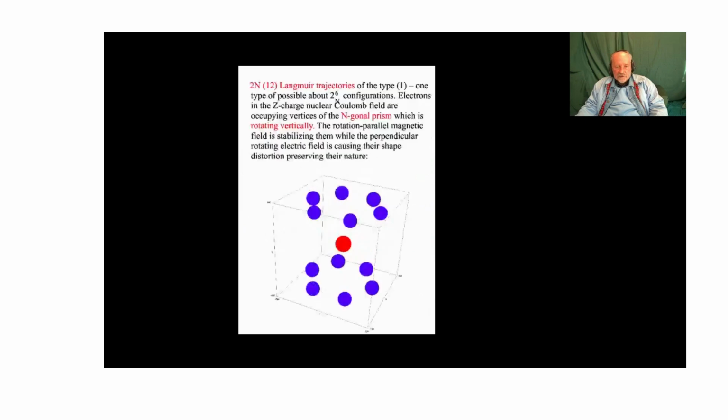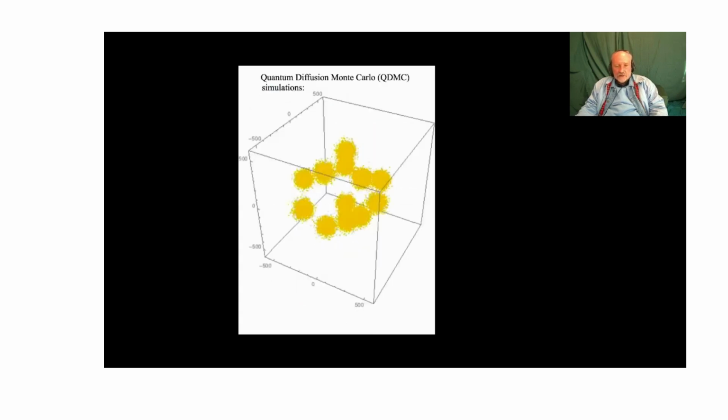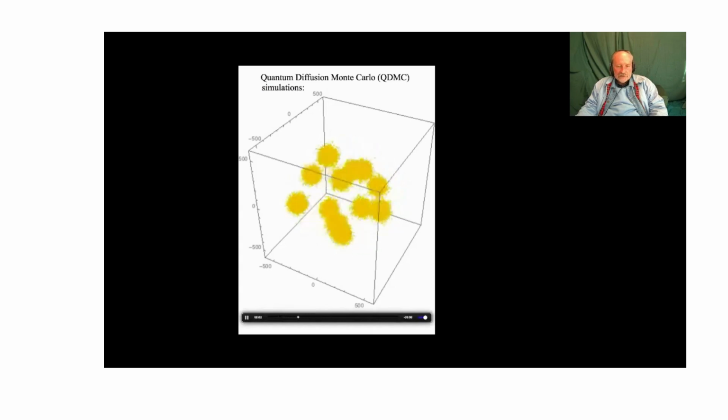Let me skip this. You can do simulations using quantum density functional theory, and you can extend this to many electrons which are frozen. This is in the rotating frame. Electrons are frozen in the rotating frame, a frozen configuration of electrons resembling molecules but built from electrons simply.